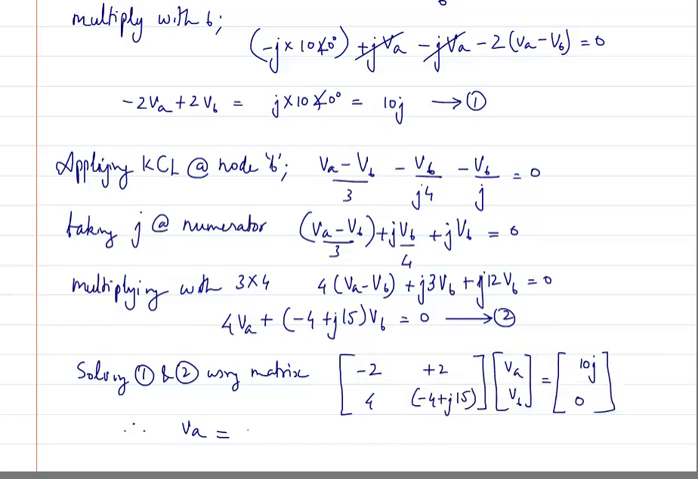We get VA as 1.33 minus 5j, which will come out to be 5.17 with an angle of 75.06 degrees, and we will get VB to be equal to 1.33. So that is how we will get the answer for VA and VB using nodal analysis.